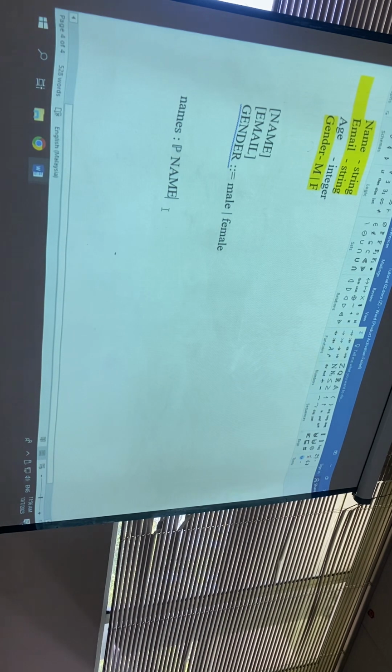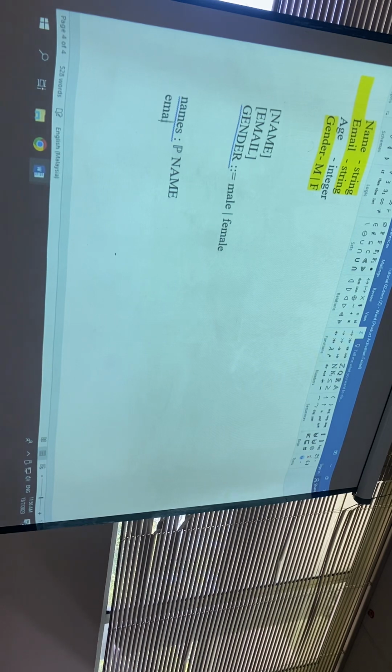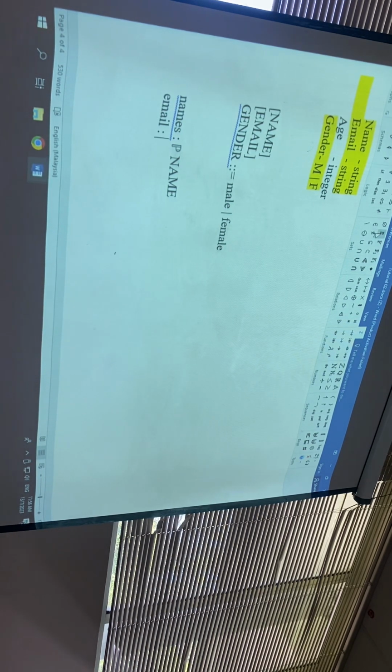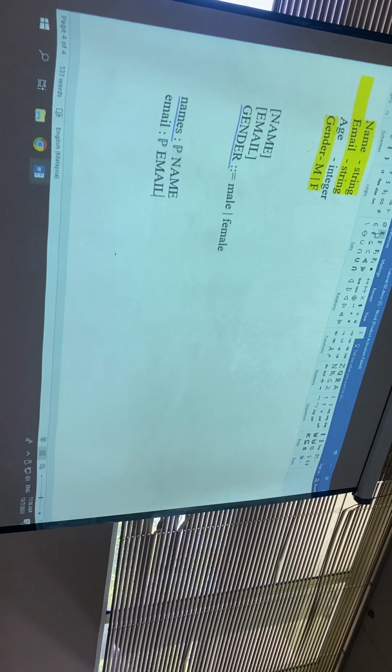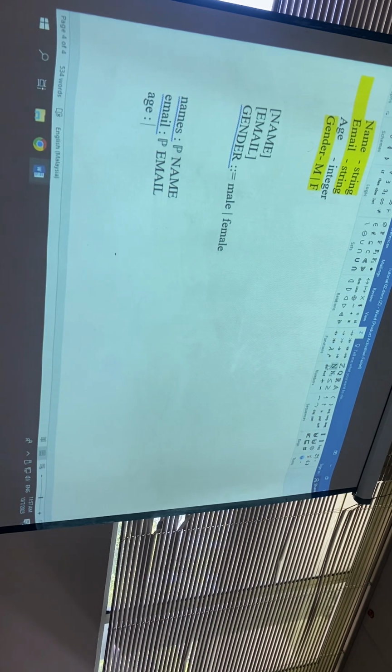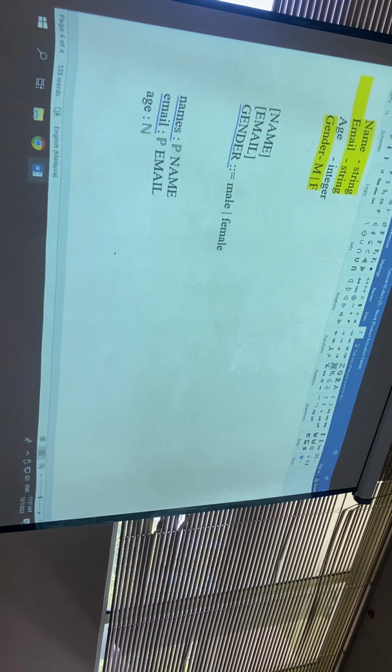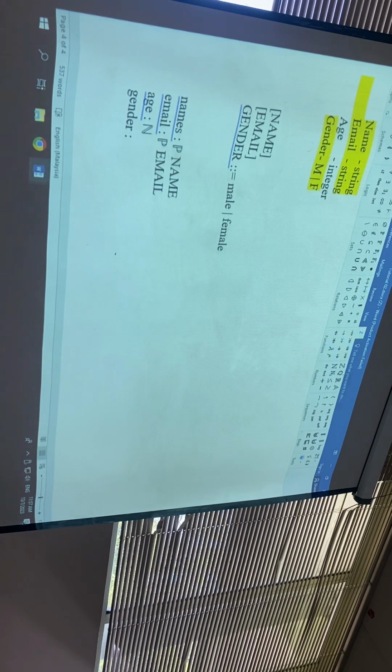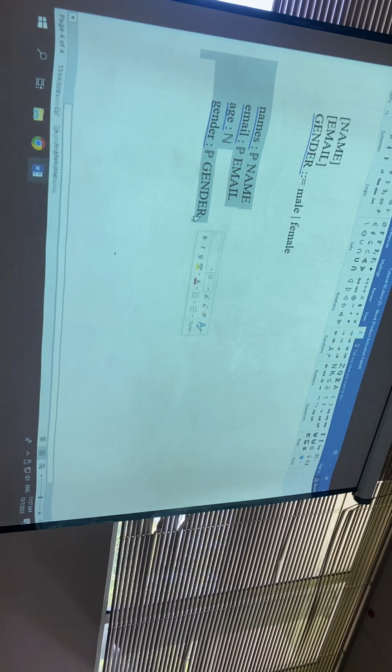And then for example, email. I will have many emails. So same thing, I will use power set email. Now I want to have age. Age is N, so I can just put N. And after that gender, then I can put power set of gender. Like that. So this is how you declare your variable.